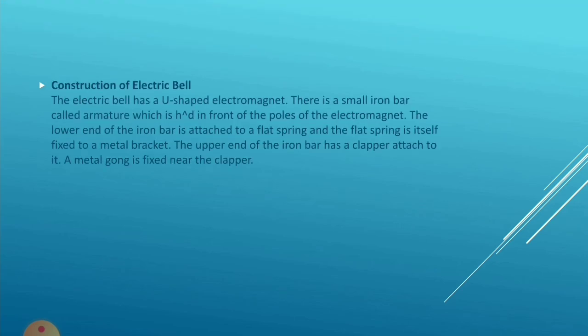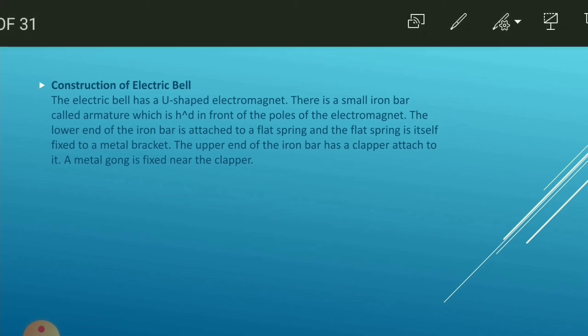So, construction of the electric bell. The electric bell has a U-shaped electromagnet. There is a small iron bar called the armature, which is held in front of the poles of the electromagnet. The lower end of the iron bar is attached to a flat spring, and the flat spring is itself fixed to a metal bracket. The upper end of the iron bar has a clapper attached to it. A metal gong is fixed near the clapper.